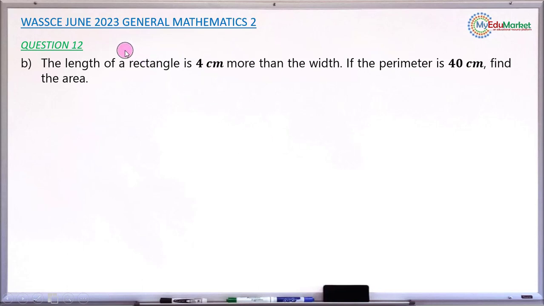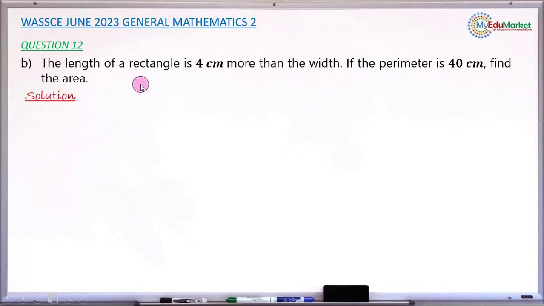This is WAEC June 2023 General Mathematics Paper 2, and we are answering question number 12b. The question reads: the length of a rectangle is 4 centimeters more than the width. If the perimeter of that very rectangle is 40 centimeters, find the area of the rectangle. So let's attempt to answer this question also.